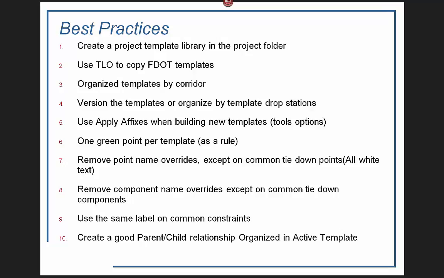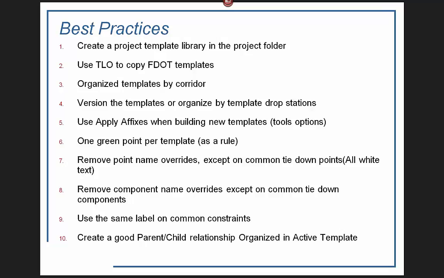Use the same label on common constraints, and that is for things like pavement depth or pavement slopes. If you're using multiple templates on your corridor, you would want to have the same label, so that when you go into the design of your corridor, you can just change a label and it changes all the points on your template the same.